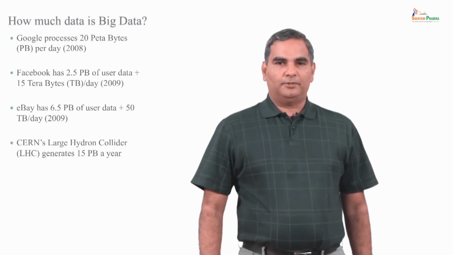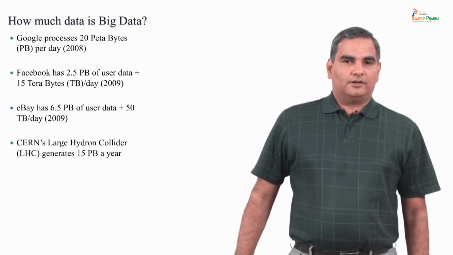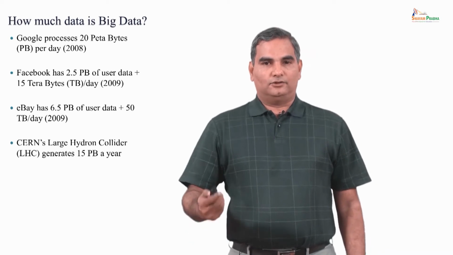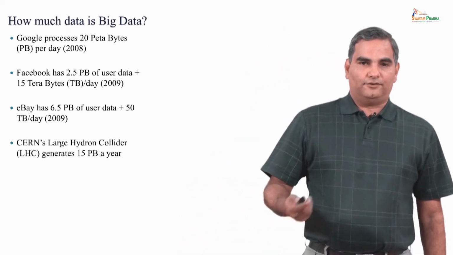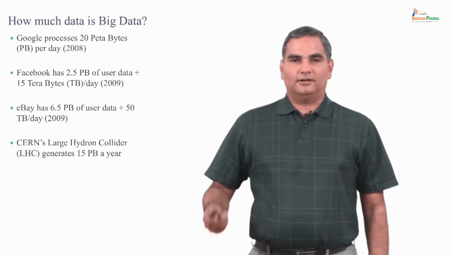Now the question is, can all this data be used to do something useful, is what big data and data science is all about. You might ask, how much data is big data? For example, Google processes 20 petabytes per day. This is a 2008 statistic, and similarly you can see the kind of statistics for Facebook, eBay, CERN, and so on.